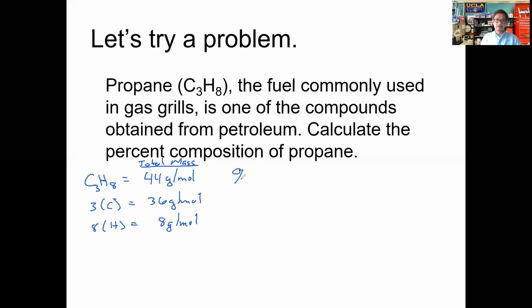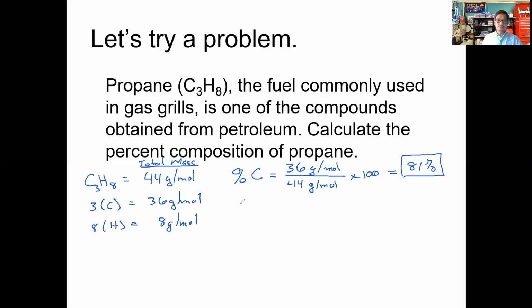Let's calculate the percent of carbon in this compound, which is going to be the molar mass of carbon, 36 grams per mole, that's the total molar mass due to carbon, over the total molar mass of the compound itself, 44 grams per mole, multiplied by 100. When we plug that in, our answer is 81%. That's the percent composition of carbon.